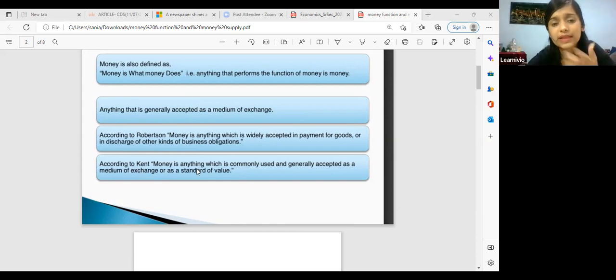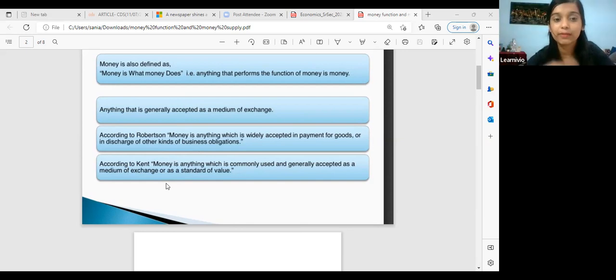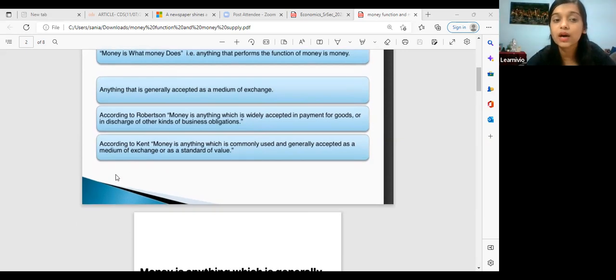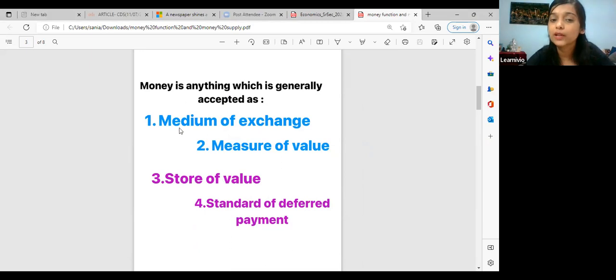Next was Kent. Kent told, money is anything which is commonly used and generally accepted as medium of exchange or a standard of value. So Kent was very clever. From the meaning itself, he made his definition, right? Because in the meaning we understood that medium of exchange and standard of value, store of value, measure of value, all this.